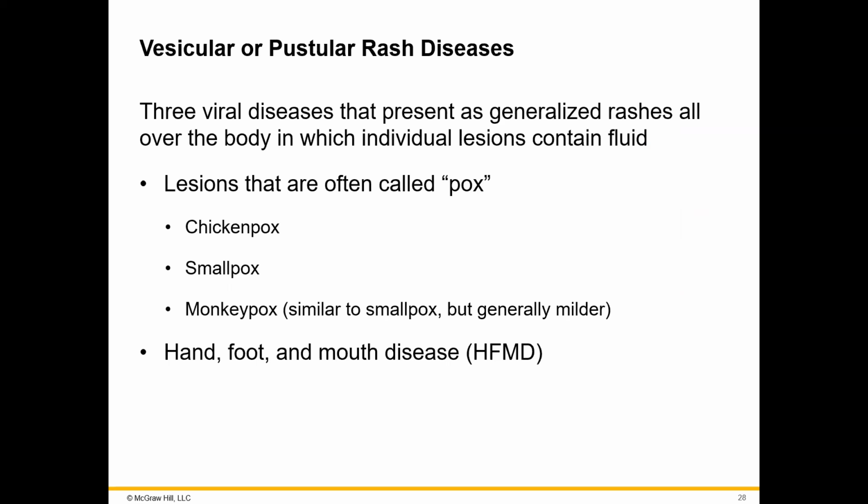So that would be chickenpox, smallpox, and monkeypox. Monkeypox is similar to smallpox, but it's a lot milder than smallpox. It doesn't seem to be as contagious as our major form of smallpox. Also, hand, foot, and mouth disease has a vesicular rash that's associated with it. We mostly see hand, foot, and mouth disease associated with children.